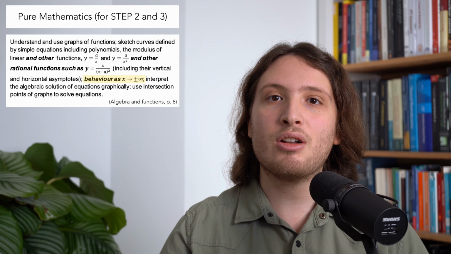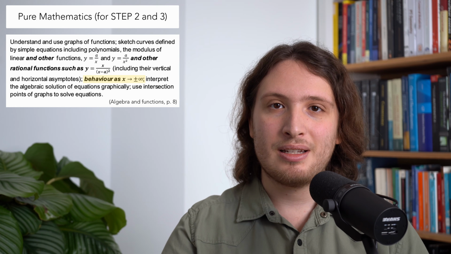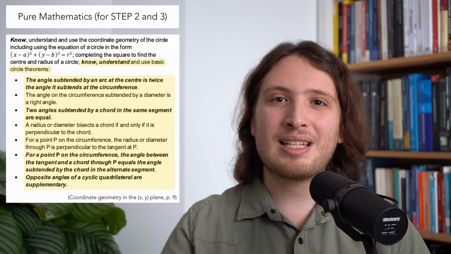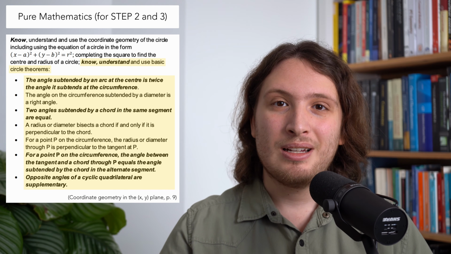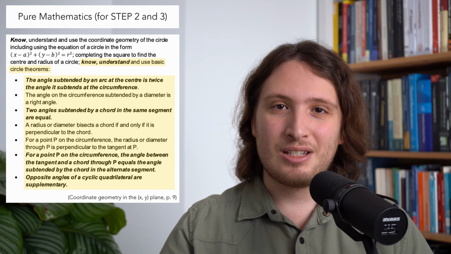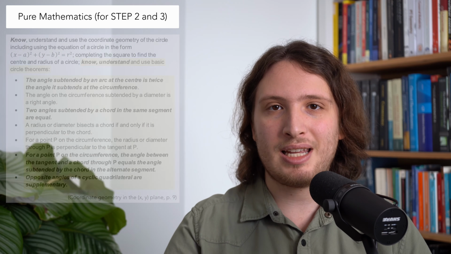You'll need to handle more complicated rational functions, including their graphs, and even thinking about oblique asymptotes. You'll need to remind yourself of circle theorems, which are almost always covered in GCSE, but not always explicitly on the A-level. So although at one point you will have been an expert on these circle theorems, students often find by the time you're thinking about STEP, you start to feel a little bit rusty.